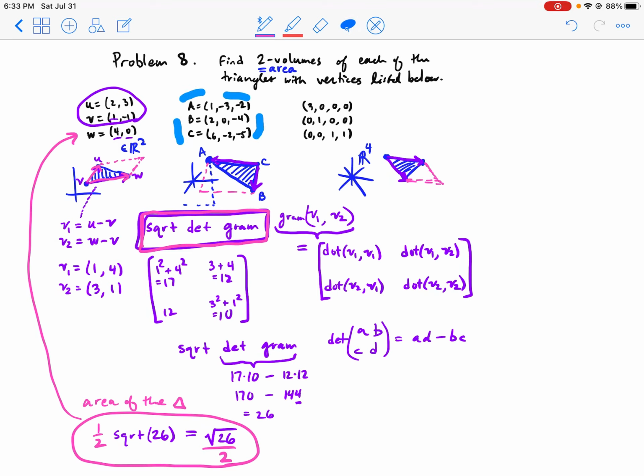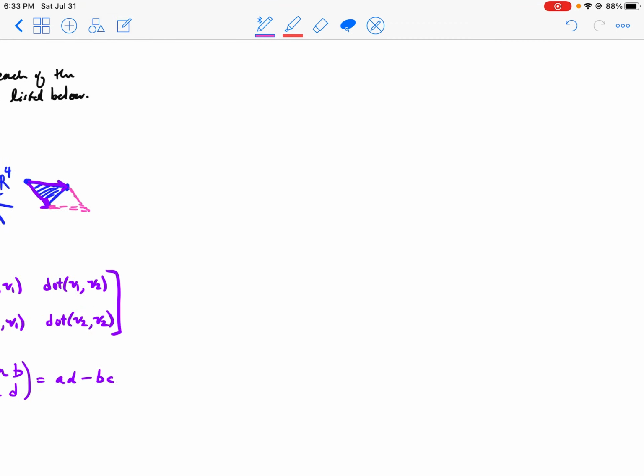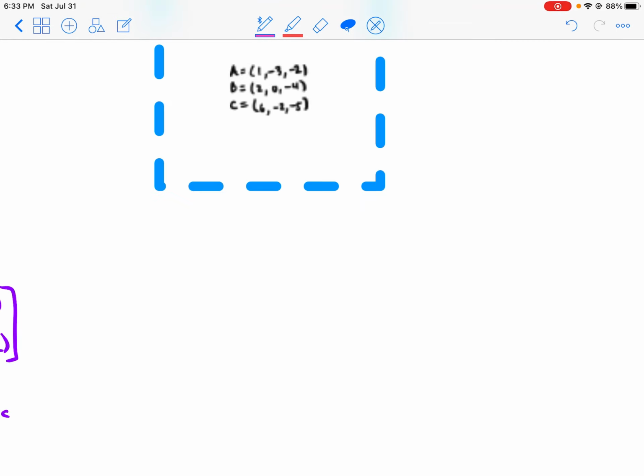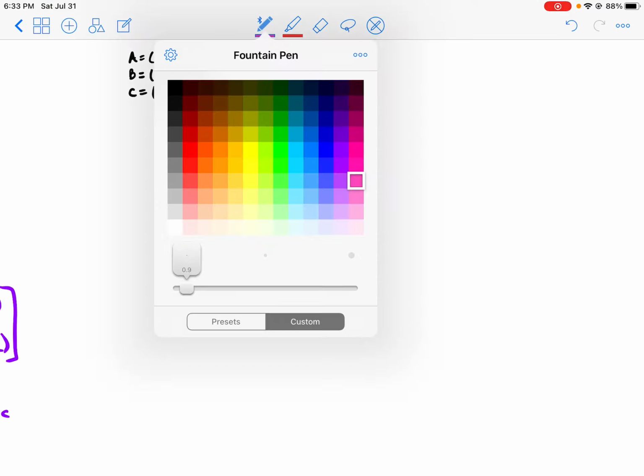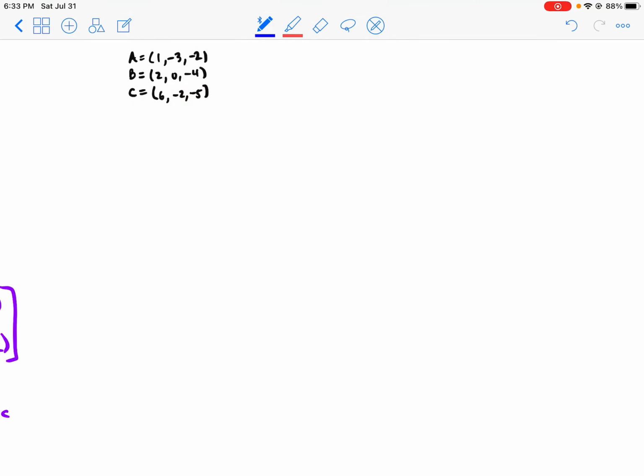So let me just copy it. Copy. Let's move over here. And let's see if we can, so right away we know that we have these 3 points, 1, 2, 3. They're somewhere. They happen to be in R3. So they're in space. But we really want 2 vectors because those 2 vectors will span a parallelogram and we'll take half of the volume of that parallelogram or the area.